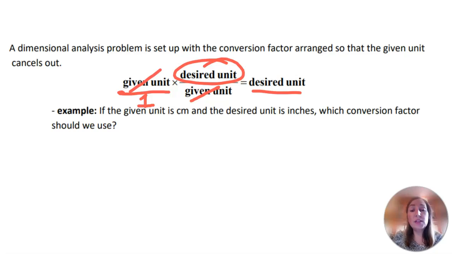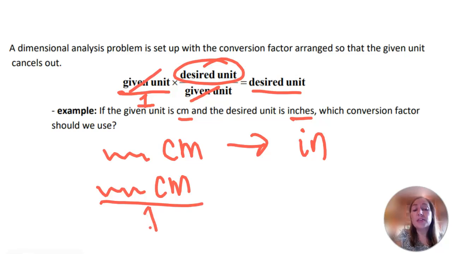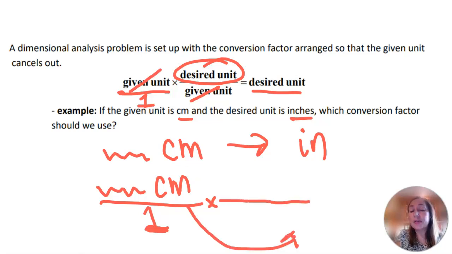So if the given unit is centimeters and the desired unit is inches, which conversion factor should we use? What we're saying here is we're given a problem that says we have blah, blah, blah centimeters, and they want us to get that to inches. So again, we have blah, blah, blah centimeters. I like to put that over 1 just so that nothing else gets stuck in that denominator by accident. And we're going to multiply by our conversion factor. We're going to bring centimeters down to the basement.